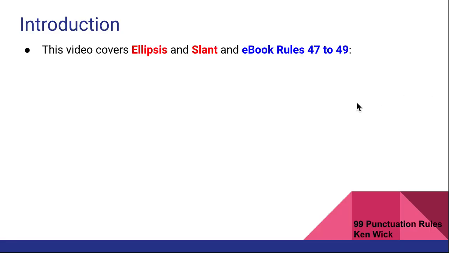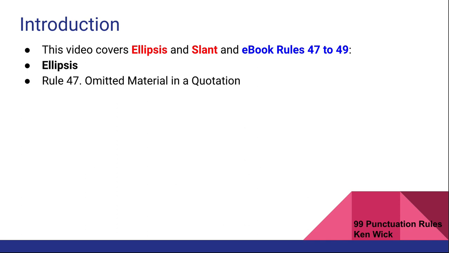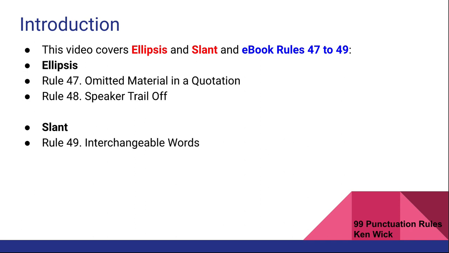Once again, this is a remake of video number 25, and this video covers the ellipsis and slant, ebook rules 47 to 49. The ellipsis covers Rule 47, omitted material in a quotation, and Rule 48, speaker trail off. The slant is Rule 49, interchangeable words.